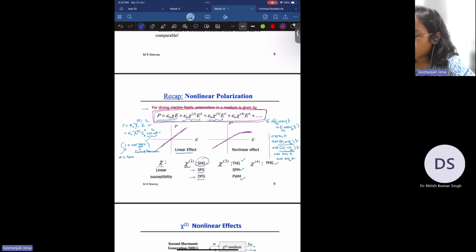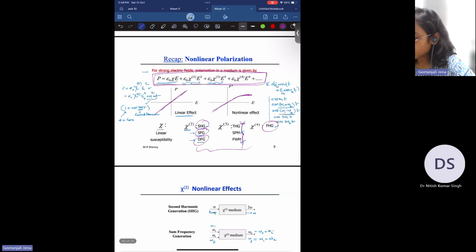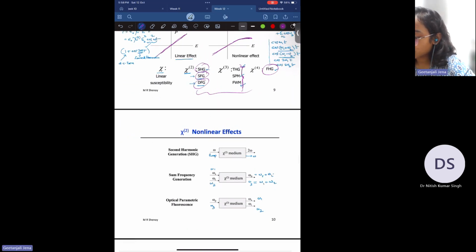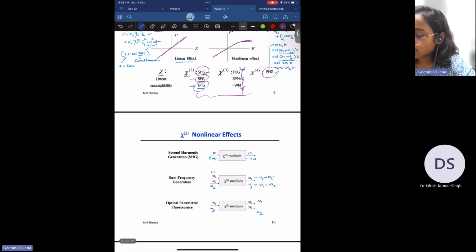One is second harmonic generation, SFG, DFG, as well as for chi3 we can see nonlinear effects, and for fourth order chi4 we can see nonlinear effects. Among these, we'll see second harmonic generation in detail. In second harmonic generation, that is SHG, when you pump a system using omega and pass it through a nonlinear crystal, we see a response around 2 omega as well as a response at omega. This is second harmonic generation.